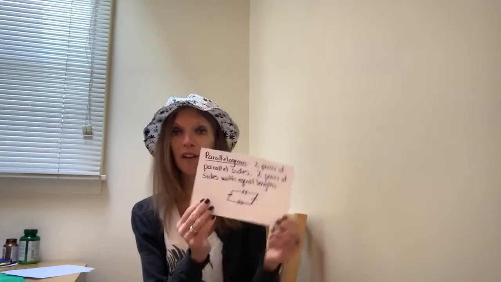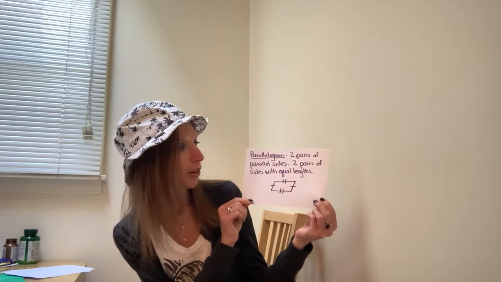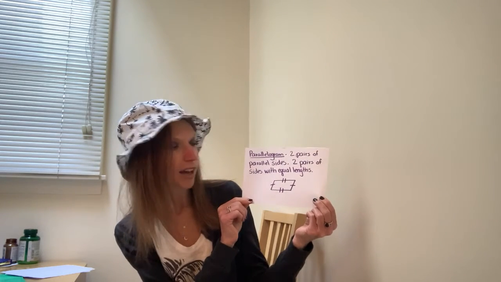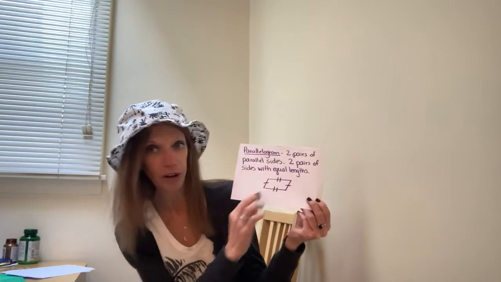That's okay. And then finally we have our parallelogram. Our parallelogram has 2 pairs of parallel sides, 2 pairs of sides with equal length. So these are parallel and those are parallel. Easy. So again, we should know this by now. We've been practicing a lot.